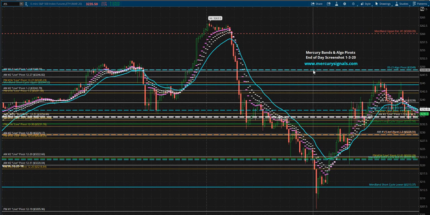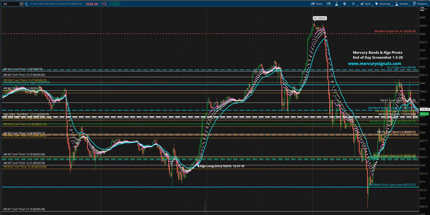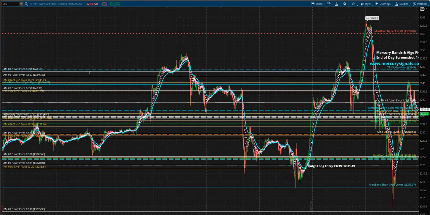But these horizontal lines are proprietary algorithmic pivots. These are not just laid on the chart as support and resistance lines, but when you move them back, you can see that the algorithm knows exactly where support and resistance lines are.